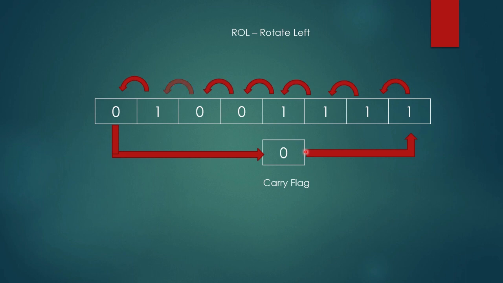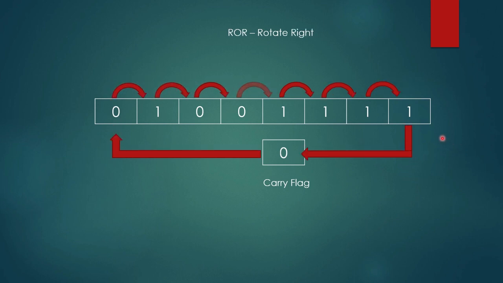Now rotate instructions. In rotate left, all the bits go left, high order bit into the carry flag, but not before the carry flag is copied into the low order bit. Rotate right works the same except in the other direction. You can see the bits going to the right, low order bit getting copied into the carry, and the carry copied into the high order bit.